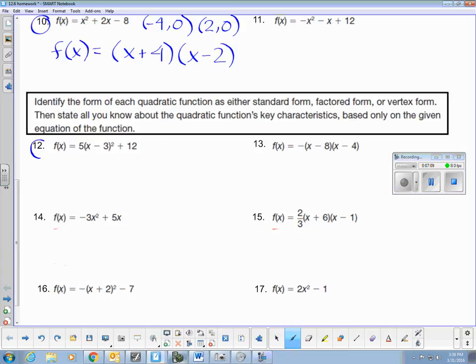Number 12, asking me to identify the form of this quadratic function. This quadratic function is in vertex form. And therefore, I can easily identify certain key characteristics like the vertex. Opposite of negative 3, comma 12. It also tells me that my parabola opens up because my value for a is positive 5.